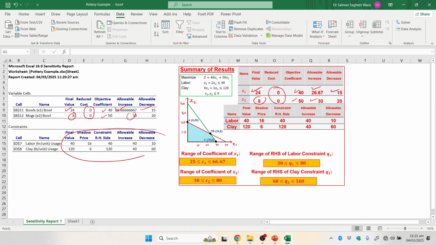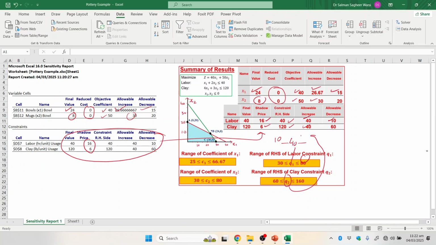Similarly, if you compare this table for the right hand side, it is the same as the table that we found using the graphical method. Final value, shadow prices, the same shadow prices, and the constraints 40, 120, range was 30 to 80. And it is telling us that because our hour was 40, we can increase this 40 by 40 to get the value of 80, and decrease it by 10 to get the value of 30. So decrease, increase, and the same thing goes for the second constraint.